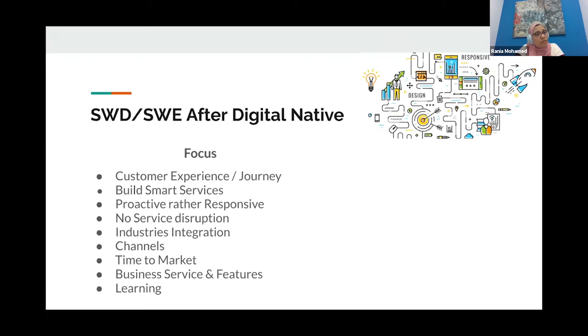Also, we need to be proactive rather than responsive. We need not wait for a problem, or wait until the customer requests something, or wait for a customer to really think or search about a product to buy it. No, we need to be proactive and recommend a product to the customer, or even advise from a healthcare perspective, advise some stuff based on smart services and others as well.